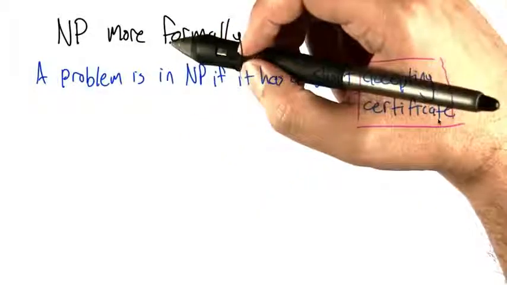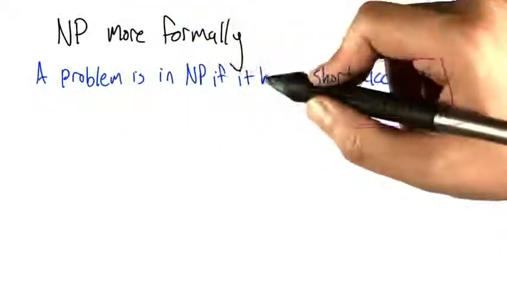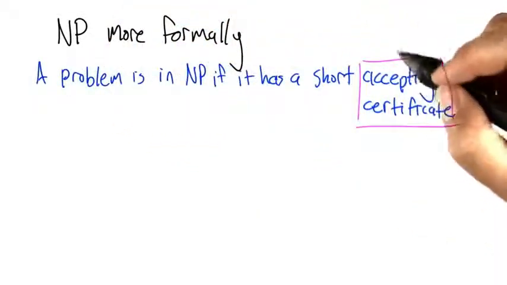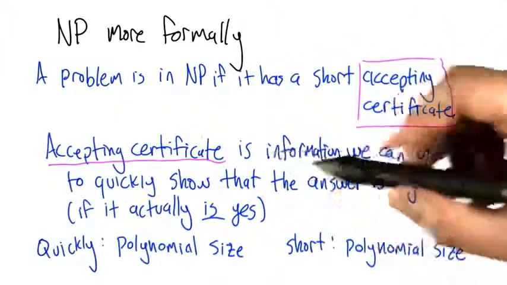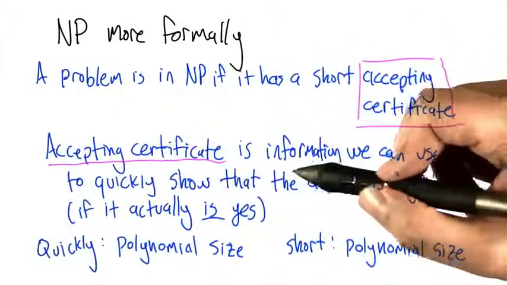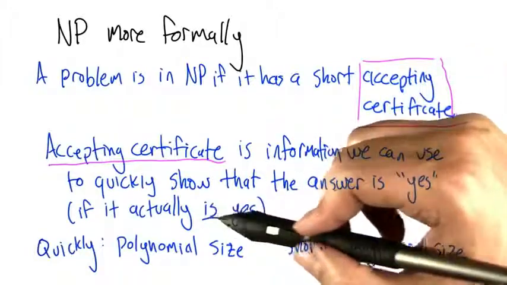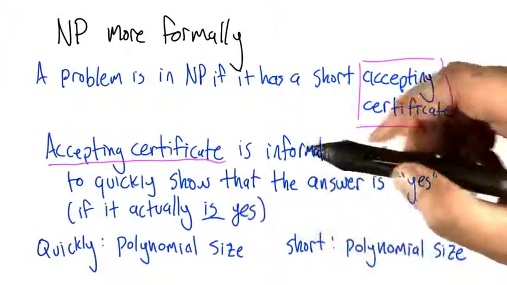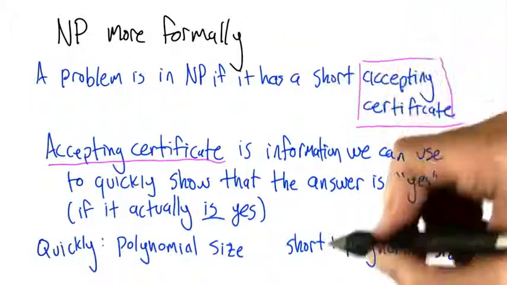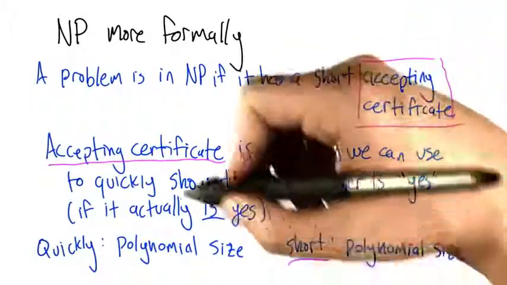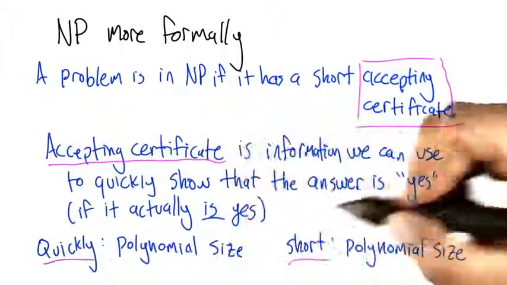So one definition of NP says that a problem is in NP if it has a short accepting certificate. An accepting certificate is information that we can use to quickly show that the answer to the decision problem is yes, if it actually is yes. And here, short means polynomial size and quickly means polynomial time.